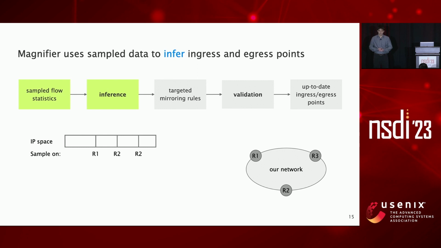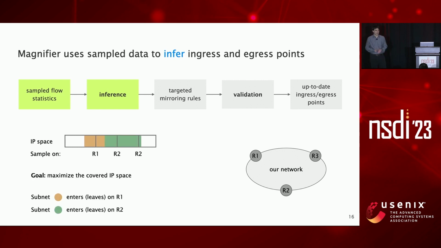And in the inference step, Magnifier now tries to find subnets that cover as many of these sampled packets, spanning the space around them to have a unique mapping between the IPs and the ingress or the egress. So in this example here, if you look at the green subnet, we infer that potentially the green subnet enters or leaves, depending on what we look at, over route to R2. Note that at this point, this inference could be wrong, as we have only some limited insights from the few sampled packets. We don't know anything about the rest of the IP space, or corresponding traffic could also enter somewhere else.